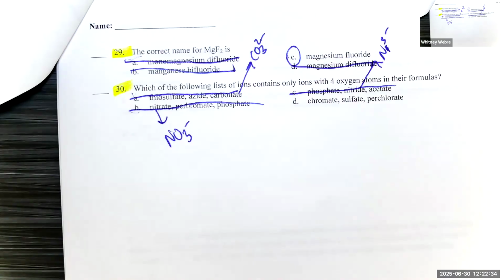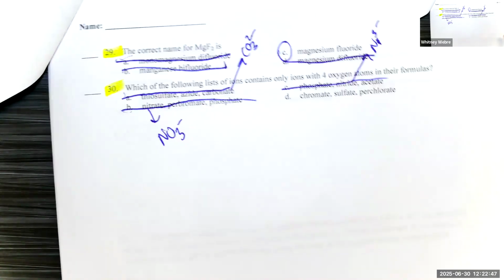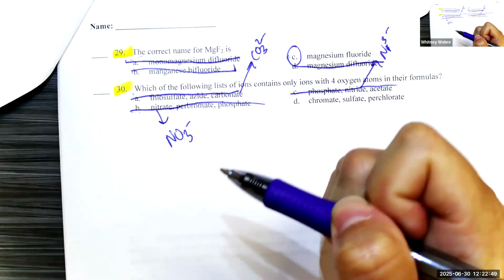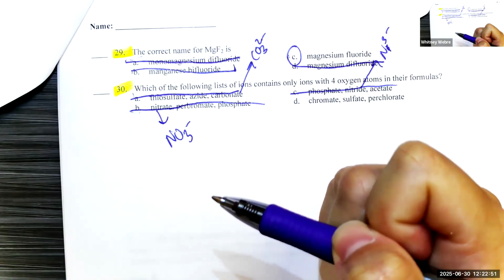So don't panic when I do give you this type of question. Pick out the things that you are comfortable with. Because even if I'm not comfortable with everything, I can still make an educated guess. So let's do this. So thiosulfate. Is that thiosulfate? I don't think I have that one in here.